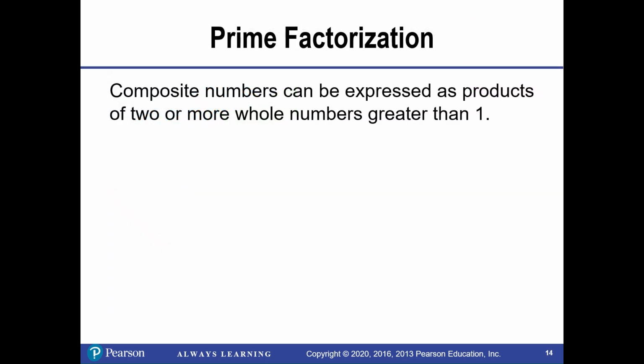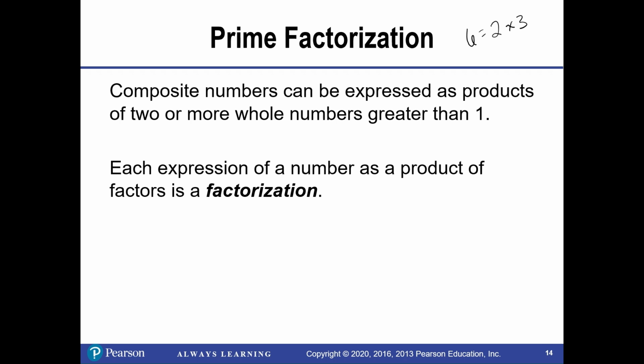So far, we've discussed that prime numbers are numbers with exactly two divisors or factors, the number and 1, and that composite numbers are numbers that have more than two factors, so they have a factor or divisor different from the number itself and 1. We can express composite numbers as products of two or more whole numbers greater than 1. So for example, 6 is a composite number, and I can express it as 2 times 3.